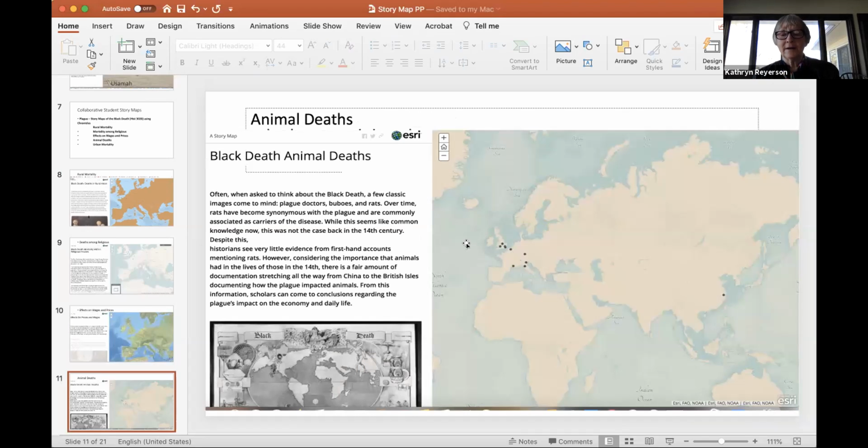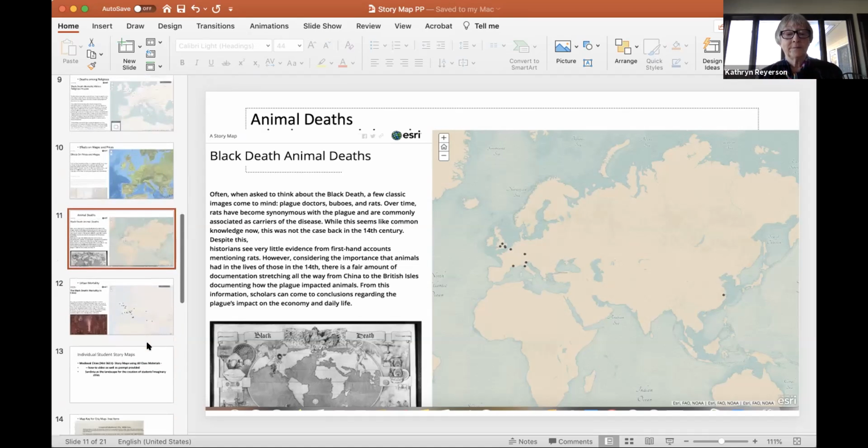Animal deaths are interesting, and the chronicles again are not numerous in their mentions of these, but they are certainly important. And yet the students in this particular legend make the very appropriate commentary that historians see very little evidence from first-hand accounts of rats dying. In fact, we miss that because we look upon the rat as one of the main transmitters of plague. But other animals could catch the plague, and these chronicles occasionally make mention of those.